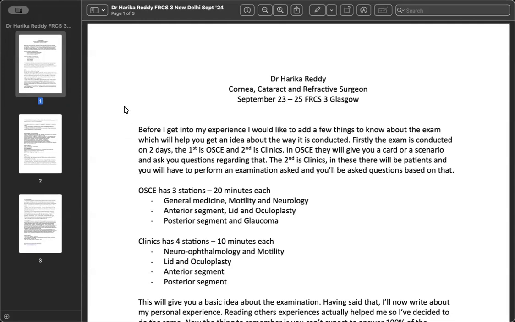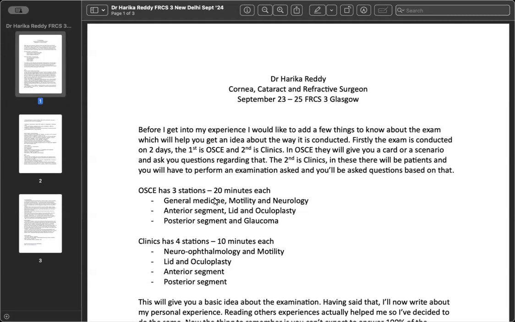In clinics there will be a patient, and in clinics the most important thing they will need from you is the type of examination. Let's say you have a motility case. In that, they will ask you to do Hirschberg, or they will tell you what you have to do. And if you just perform it, it should be fine.